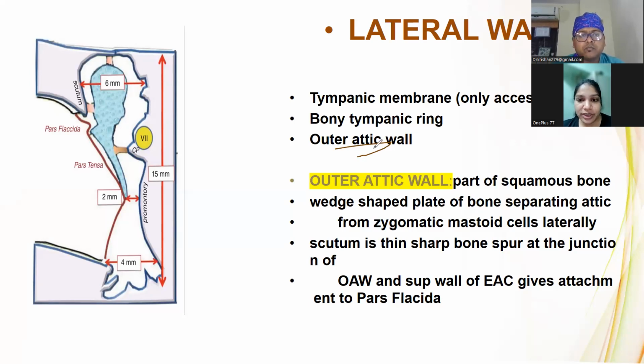From the zygomatic mastoid air cells laterally, the scutum is a thin, sharp bone spur at the junction of the outer attic wall and the superior wall of the ESC, giving attachment to the pars flaccida. We should take into consideration that this pars flaccida forms the outer attic wall, and this is a very important part because the first site where cholesteatoma forms is the Prussak space, which is present just behind this wall. The lateral wall of the Prussak space is formed by the attic wall.